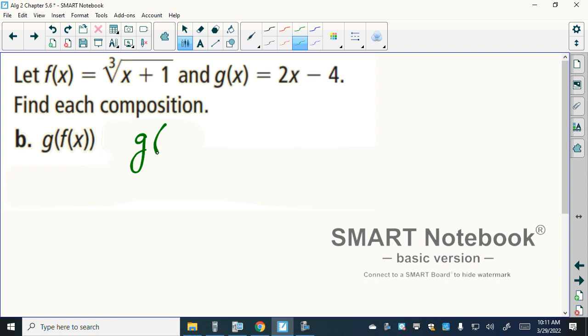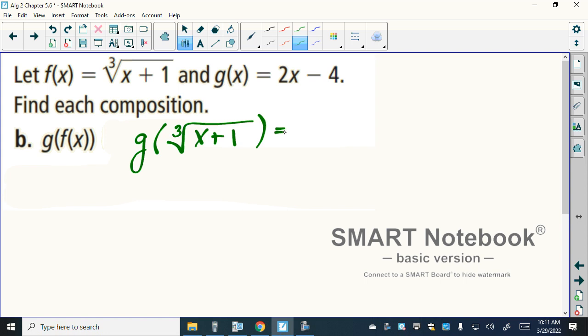So this one here, we have g of f of x. As I said in the last one, we could rewrite it as g of f of x and then input x into f of x, or just start off by saying g of the cubed root of x plus 1. Well, we know that g of x is 2x minus 4, but we don't have g of x anymore. We have g of the cubed root of x plus 1. So I'm going to replace every x with the cubed root of x plus 1.